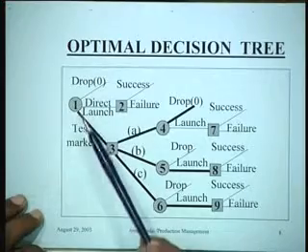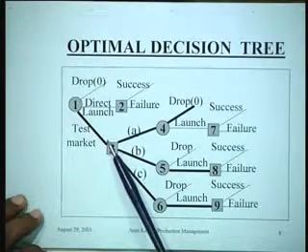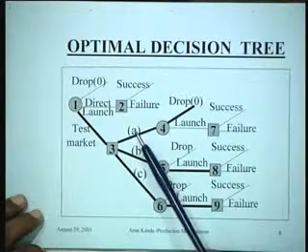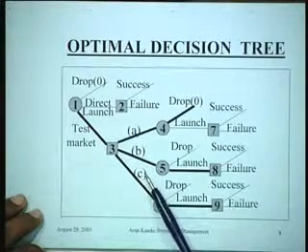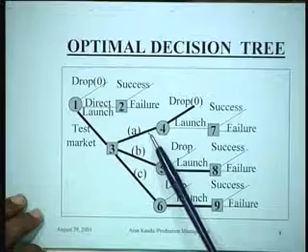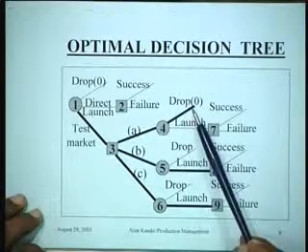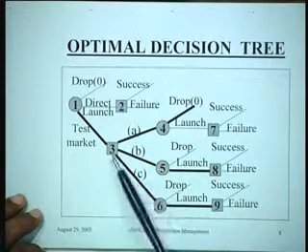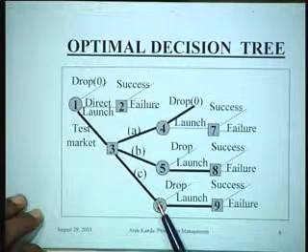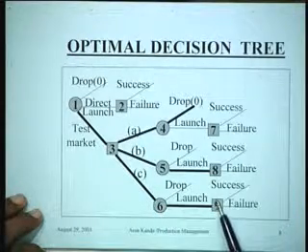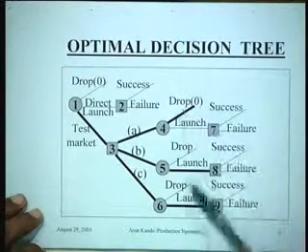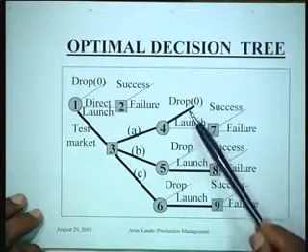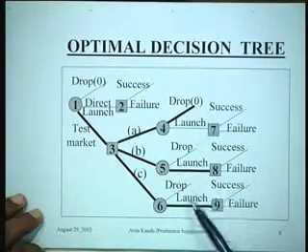This solution shows that it's best for the company to do the test market and not do the drop or the direct launch. And once the test market is done, anything can happen. It can be either poor, medium, or good response. So if it is a poor response, best is to drop the product. If it's a medium response, best is to launch the product. If it's a good response, it's best to launch the product. So really speaking, the three major decisions which follow node 3 are DLL: drop, launch, launch.